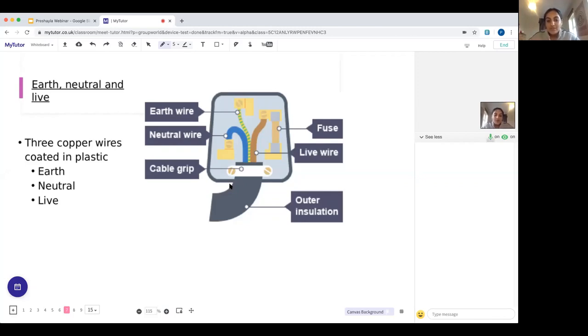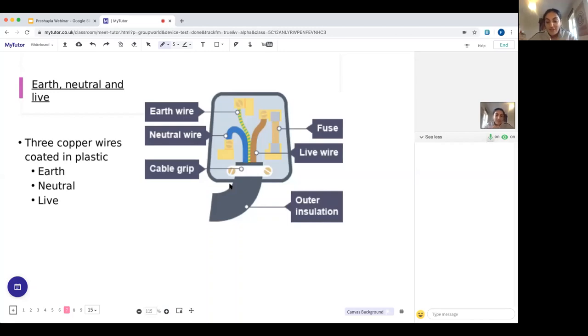Now, what is the function of the fuse? The fuse. So put your answers in the chat, or have a think about it. What is the function of the fuse? Great, I can see loads of you putting the right answers again.